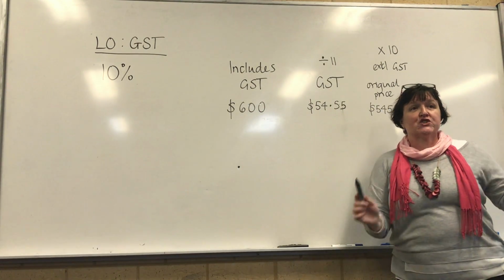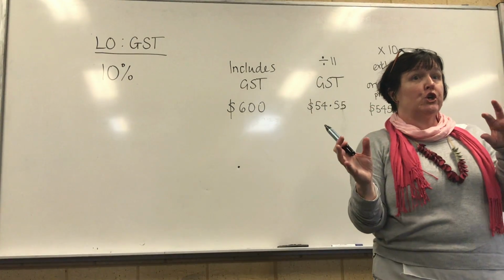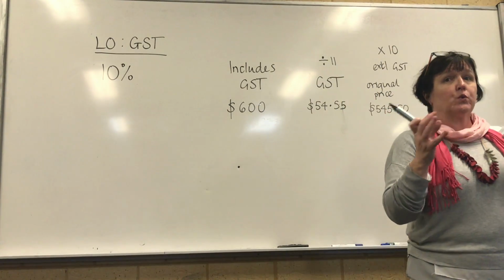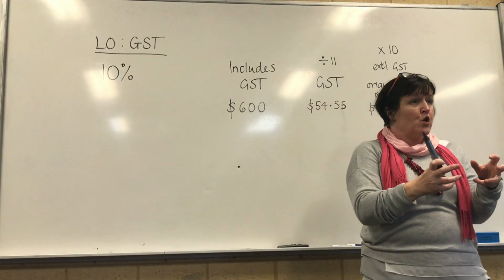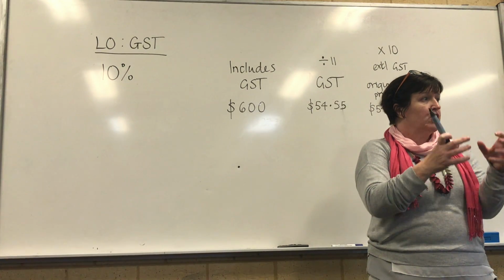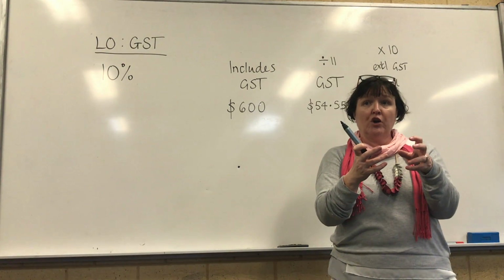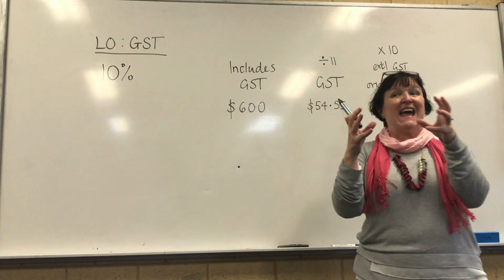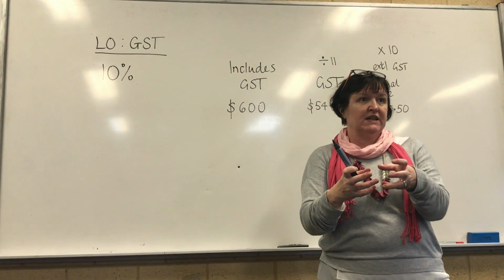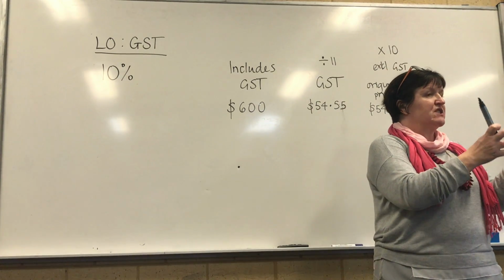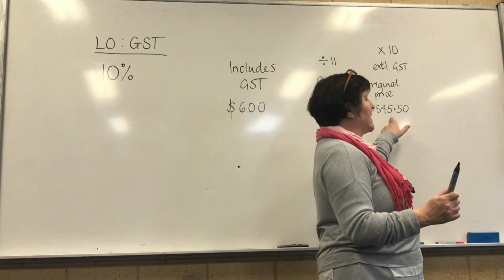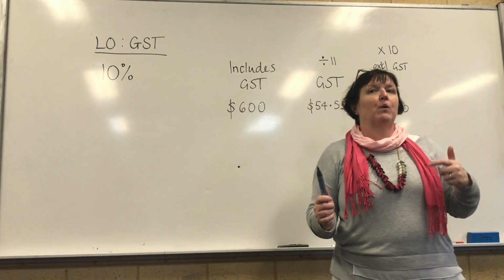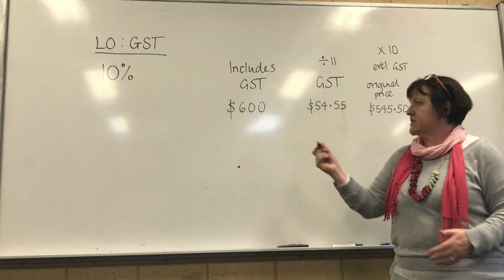Okay. So it's very important to make sure you know which one you're doing. If there's no GST, you divide by 10 and add it on, or multiply by 1.1. If there is GST included, you divide by 11 times by 10, or if you've only got to give this, divide by 1.1, because it's the same thing. So let's have another go.